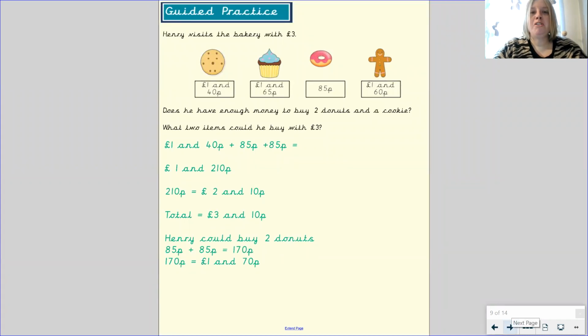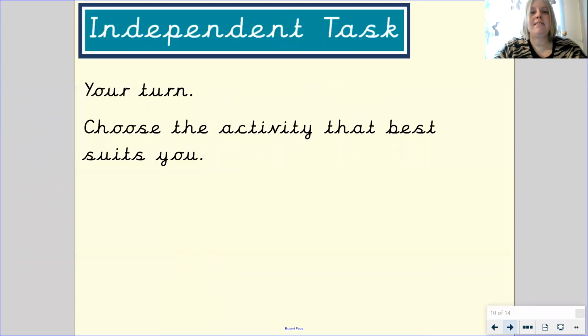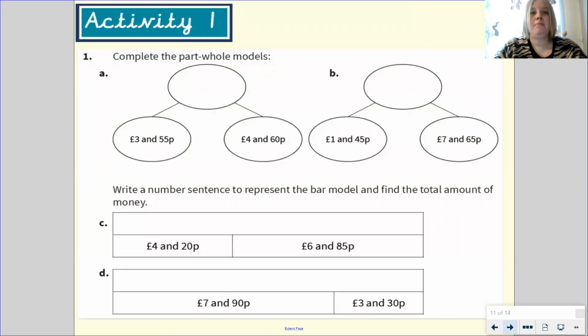There are lots of possibilities to answer that question. If you have a question like that in your work today, it's really important that you work through and find every possibility that there is. Your turn. Choose the activity that best suits you.